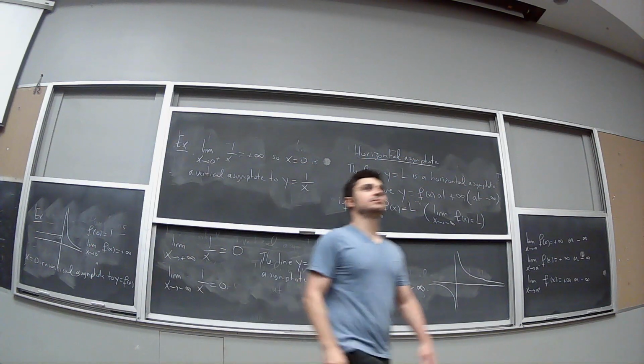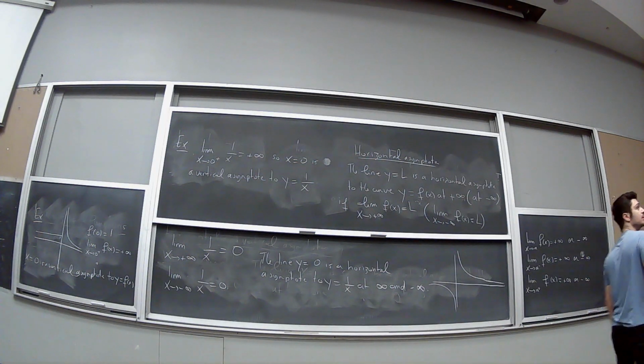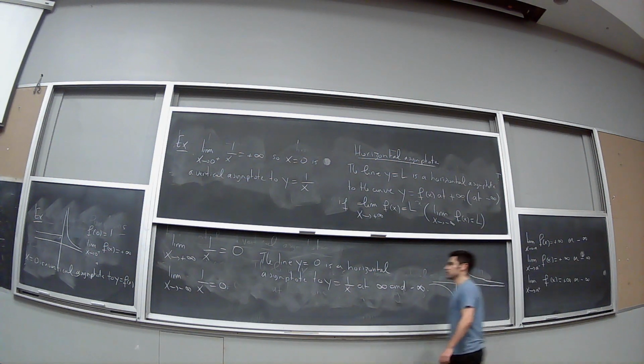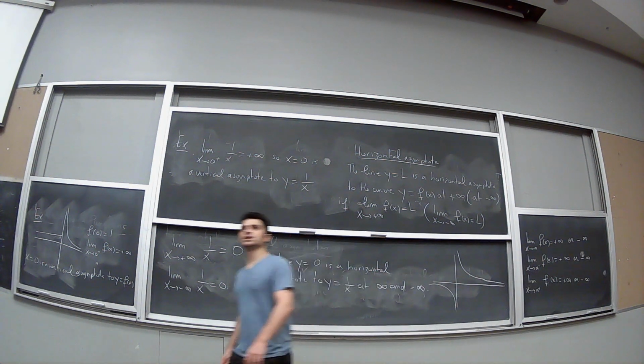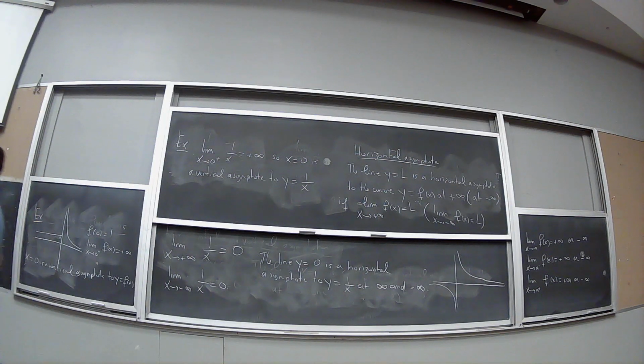Any questions? Easy to start. Questions? No questions? All good? And later on we'll see oblique asymptotes, like when a line is an asymptote.